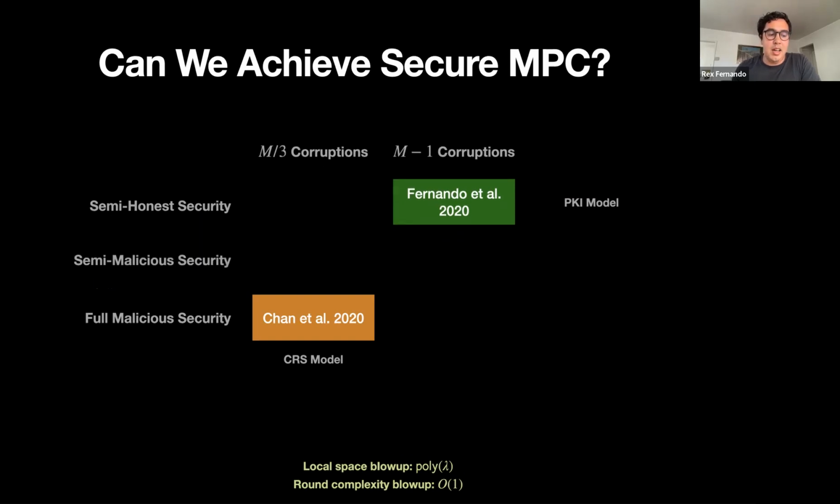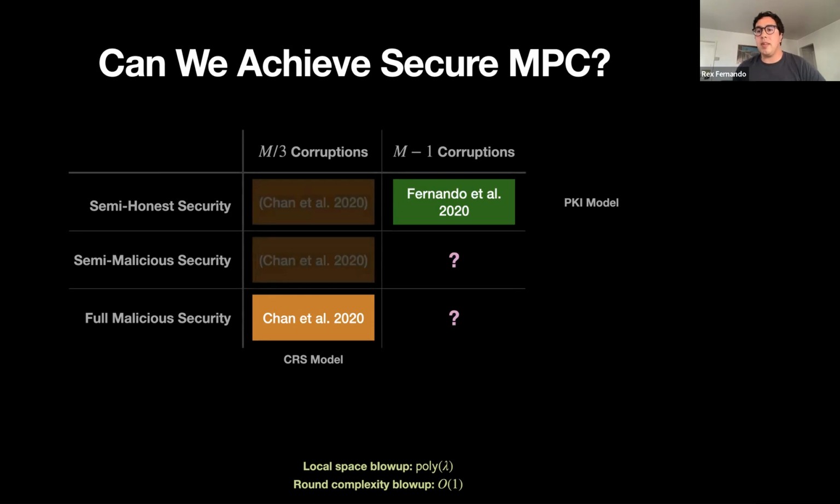To make a more complete picture, there's also an important definition of security that's in between these two definitions, and that's called semi-malicious security. The assumption here is that all parties follow the honest specification, except that they're allowed to choose randomness maliciously. The reason this is important is because it's been used as an important building block in many classical works in achieving full malicious security.